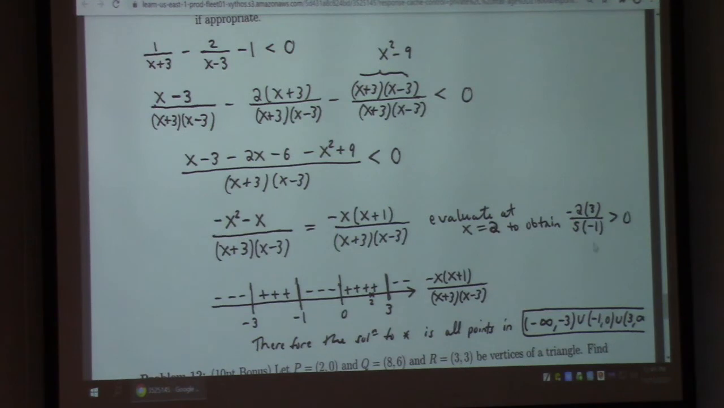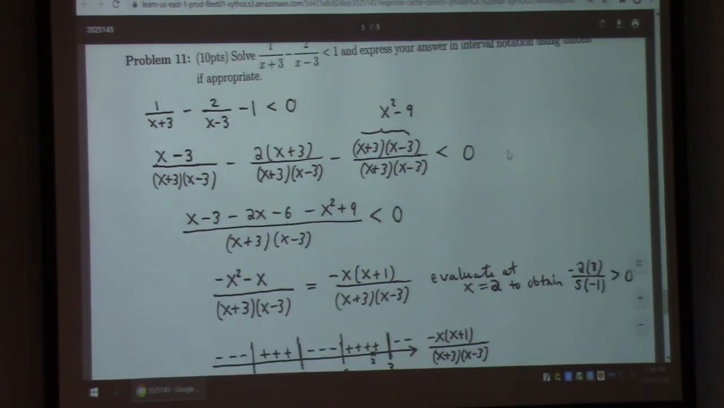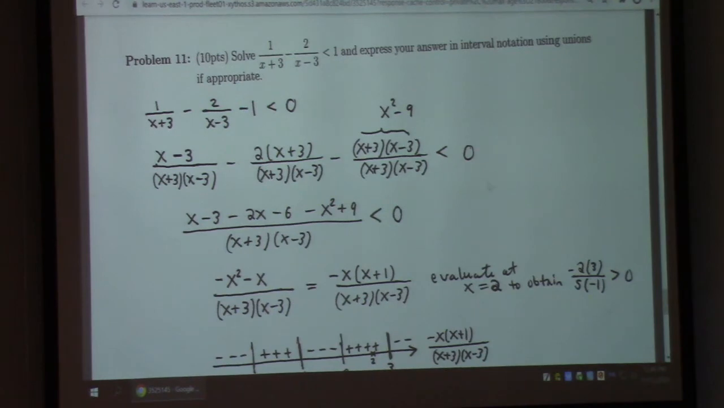But the infinity got cut off in the scan. Sorry about that. So what did I want? I want less than 0, so I need either minus infinity to minus 3, or minus 1 to 0, or 3 to infinity. And I don't want to include any of the endpoints because this is a strict inequality, right?